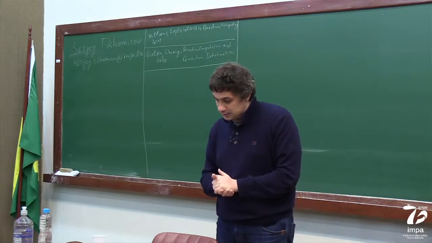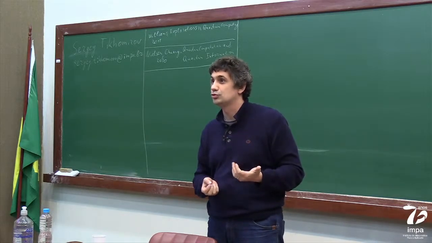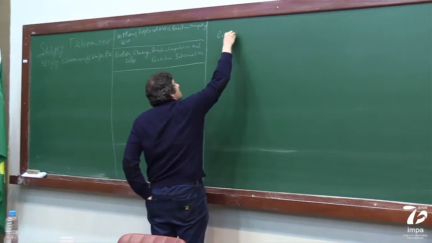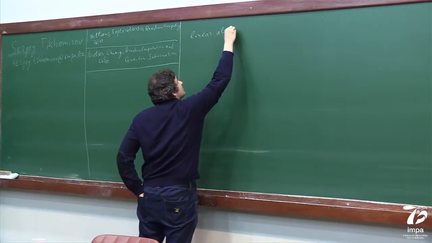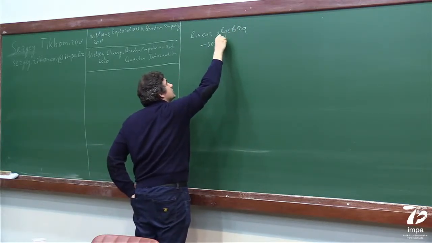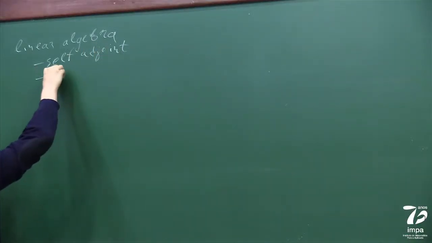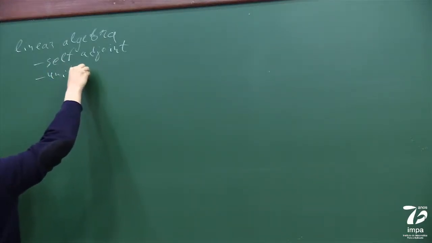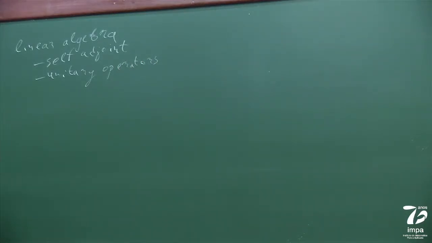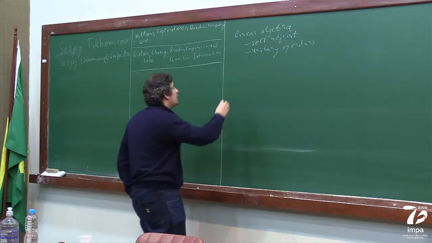First of all, let me mention which mathematics I expect that you know before. This is basically linear algebra. What I especially need is self-adjoint operators and unitary operators. This is what I really refer to, and this comes from quantum mechanics. And I need tensor products.